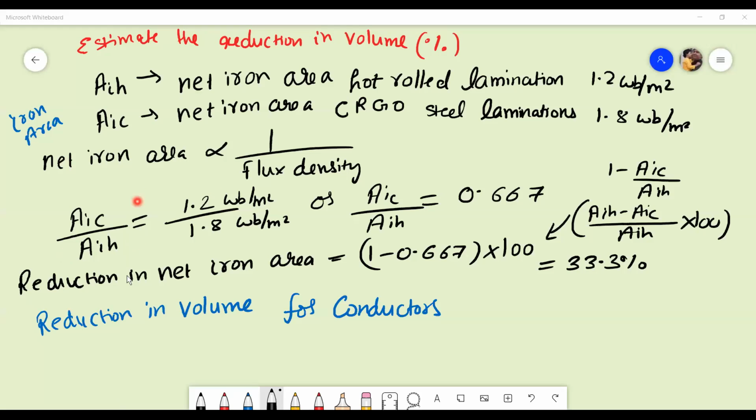To find the ratio of the iron cores, we got AIC by AIH, the ratio of the iron core area of cold rolled steel lamination divided by hot rolled steel lamination, equal to 0.667. Now we only need to find the reduction, so we compute AIH minus AIC divided by AIH, into 100. That is 1 minus 0.667, into 100, and this way we got a 33.3% reduction in the net iron area.